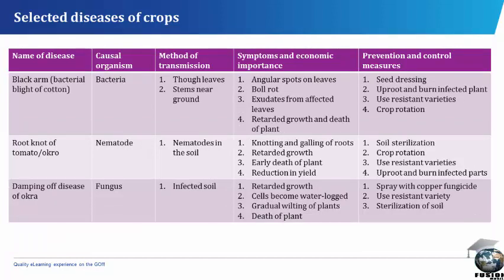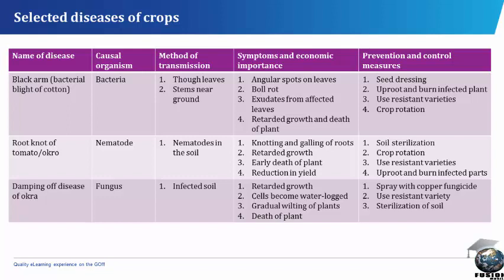10. Black arm, bacterial blight of cotton. Causal organism: bacteria. Method of transmission: through leaves, stems near ground. Symptoms and economic importance: angular spots on leaves, boll rot, exudates from affected leaves, retarded growth and death of plants. Prevention and control measures: seed dressing, uproot and burn infected plants, use resistant varieties, crop rotation.